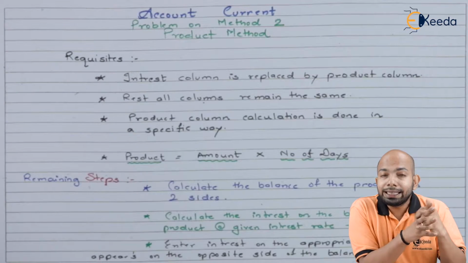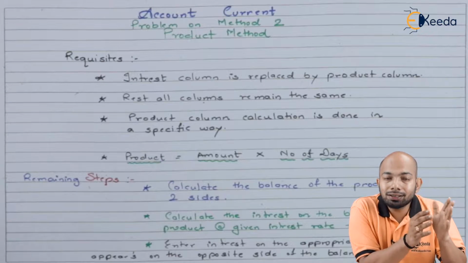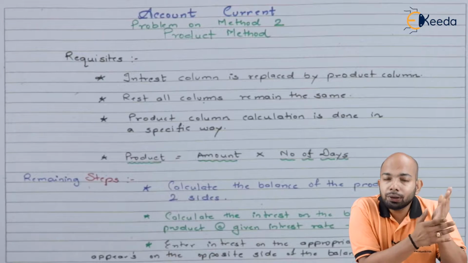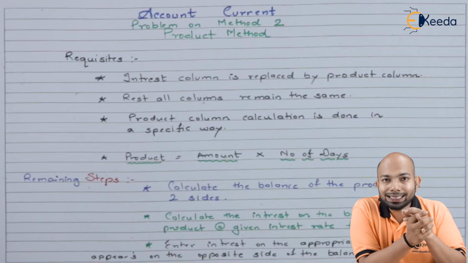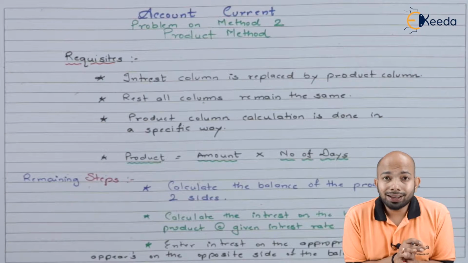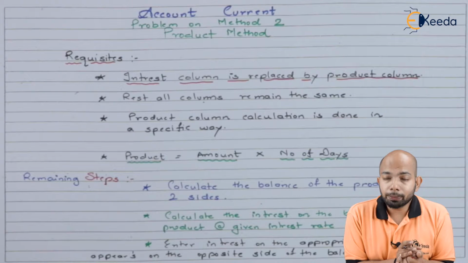Now there are certain prerequisites of this specific method that have been mentioned. There are certain steps that are mentioned here which have to be followed as compared to the previous method that we have learned, which is the interest method. Now let's go through the prerequisites first. Now the requisites are: the interest column is replaced by the product column. Rest all columns remain the same.